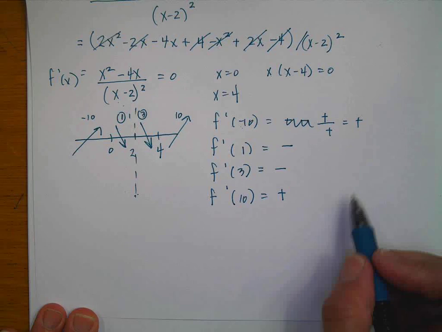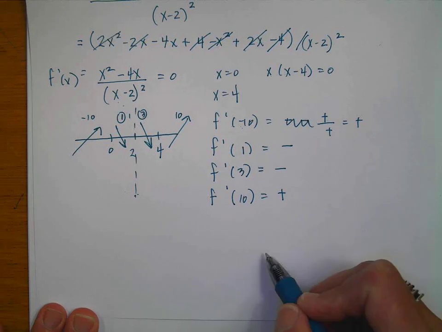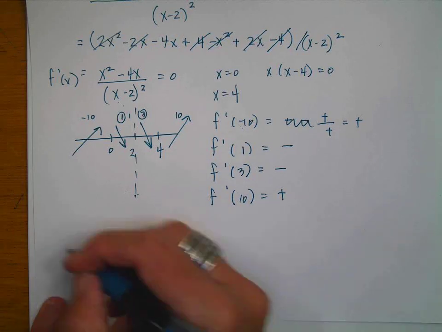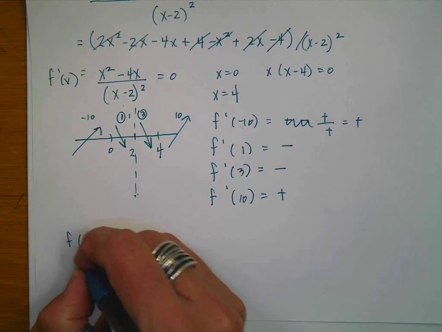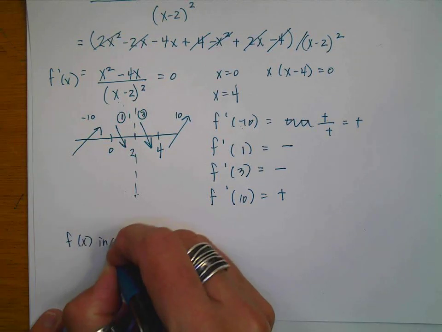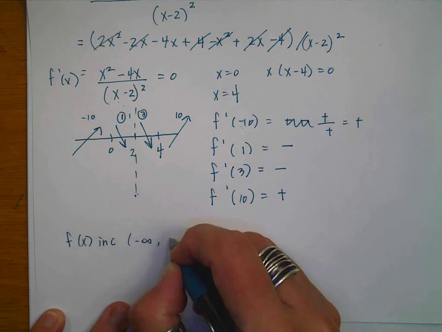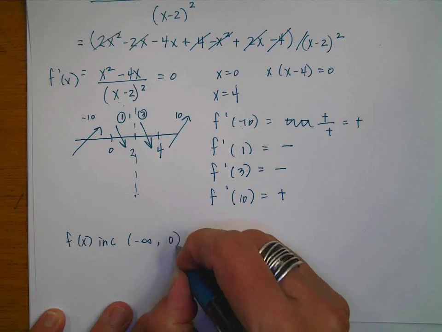Now I'm going to answer questions. Typically I would do it on the right, but I'm running out of room, so I'm going to have to go to a second page. So I'll just list here. F of x is increasing from negative infinity to 0.